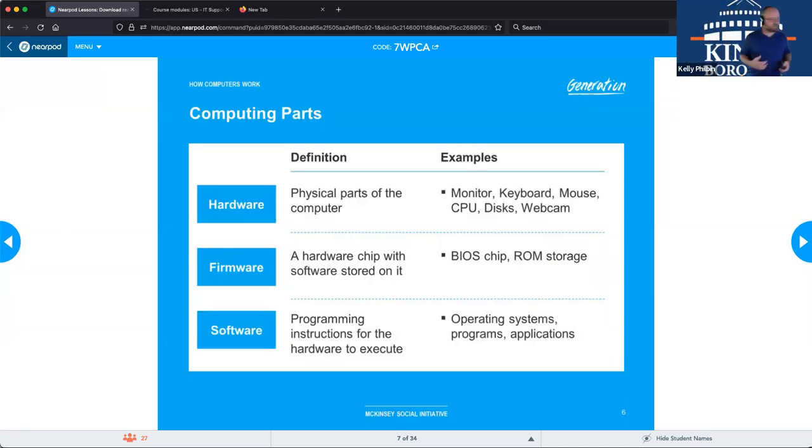The other side of that coin is software. That's basically the programs we put on them, the applications, you know, Candy Crush, Microsoft Office, Google Sheets, Mac OS, Linux, all of that is considered software. The software operates on top of the hardware. It is programming instructions for the hardware on your computer to execute.